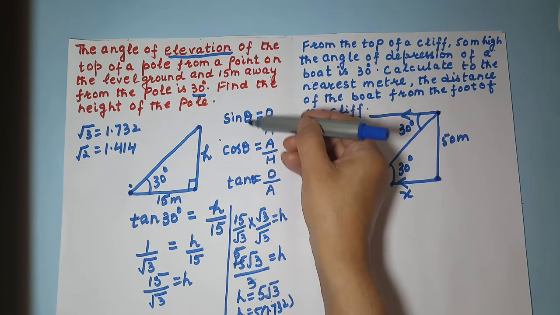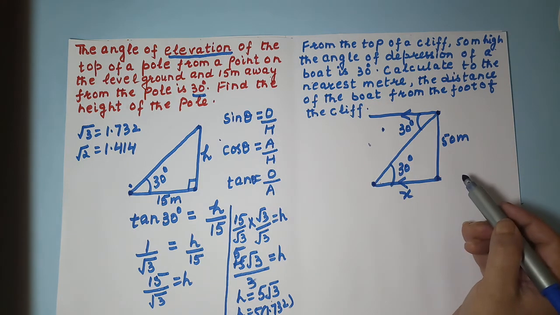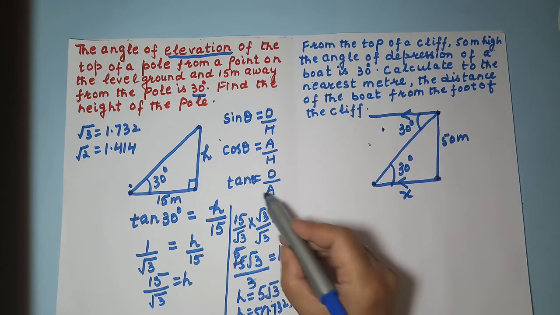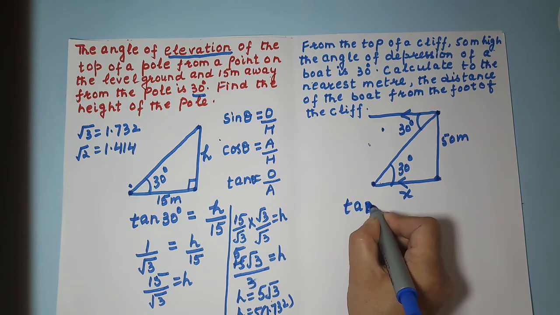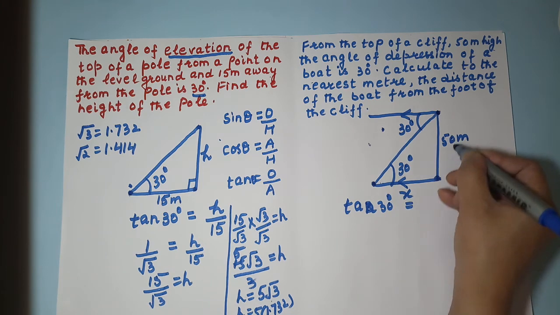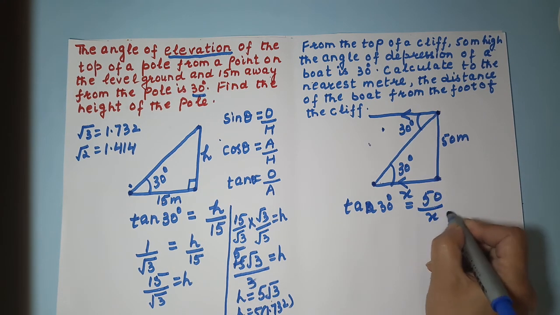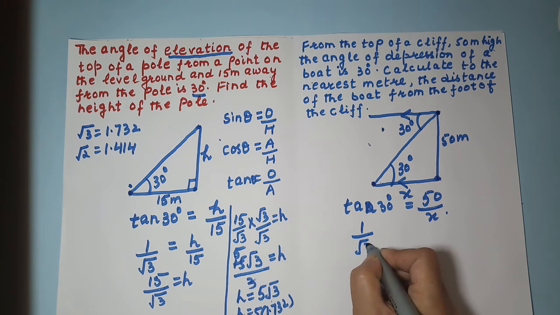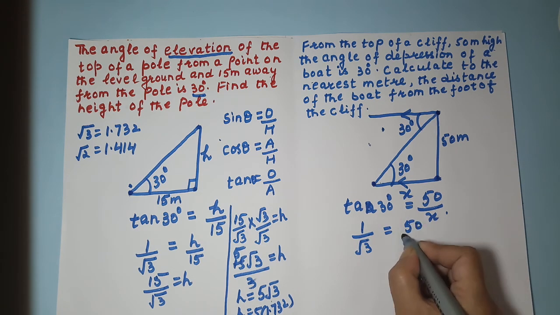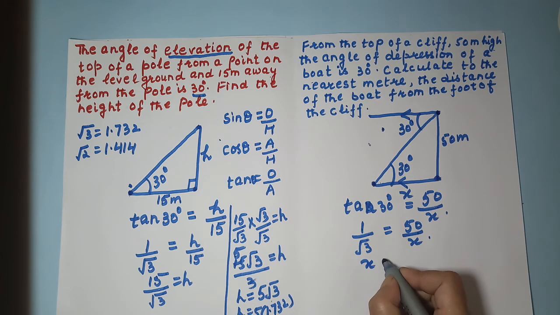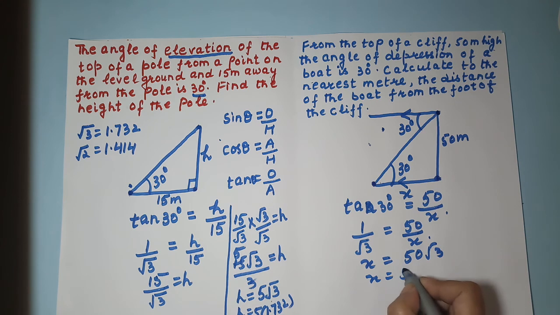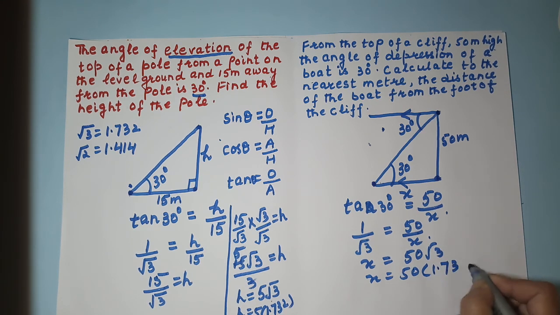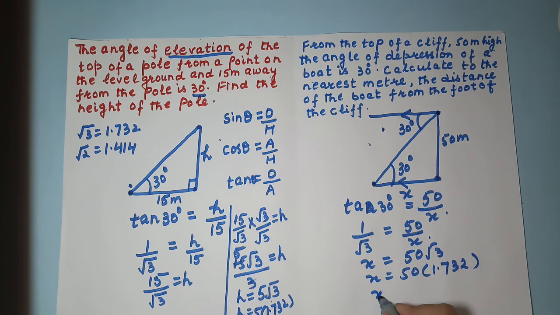So again, you will find which T ratio you can use here. Obviously, opposite and adjacent, you will use tan here. So we will write tan 30 degrees is equal to opposite, which is 50, upon x. Now tan 30 degrees is 1 by root 3, equal to 50 upon x. So if we cross multiply, we will get x is equal to 50 root 3, right? So x equals 50 root 3, we know root 3 is 1.732, and x is equal to 86.5.